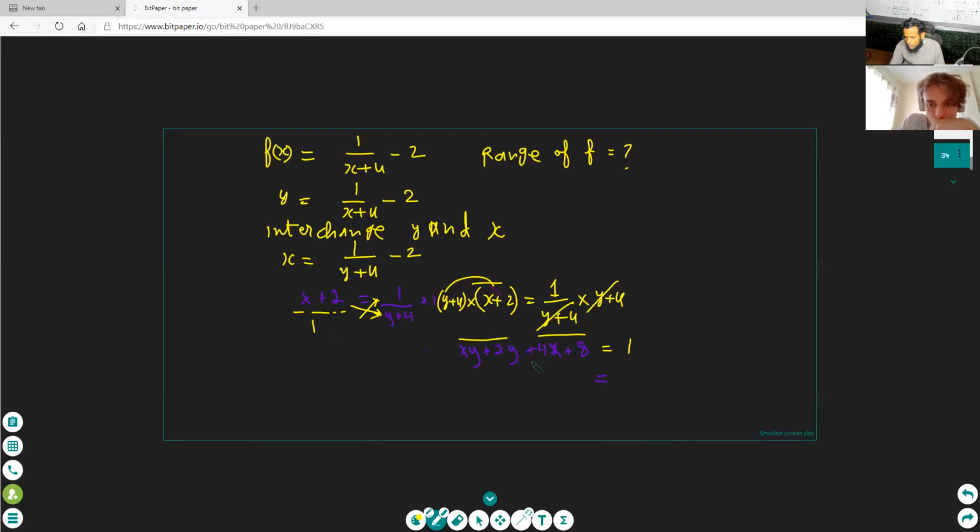Do it, solve it, solve this question: xy plus 2y plus 4x plus 8 equals 1 minus 7 minus 2y.